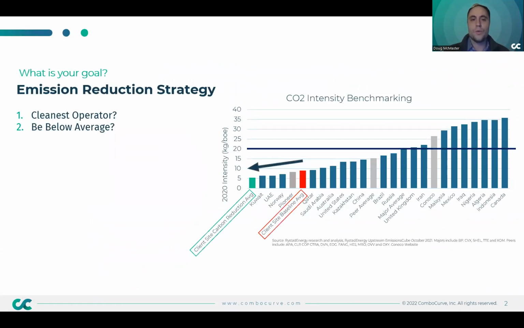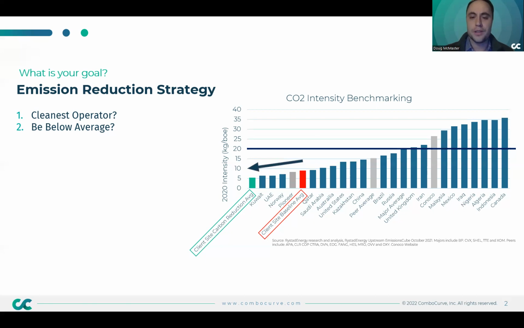Okay, so today, we're going to pretend that we're an operator in upstream oil and gas. And we've been getting a lot of pressure from our investors, from our community. We need to reduce our emissions. So what is your goal? What should be my goal? And that's probably a good place to start. Do I want to be the cleanest operator, or do I just want to be below average?